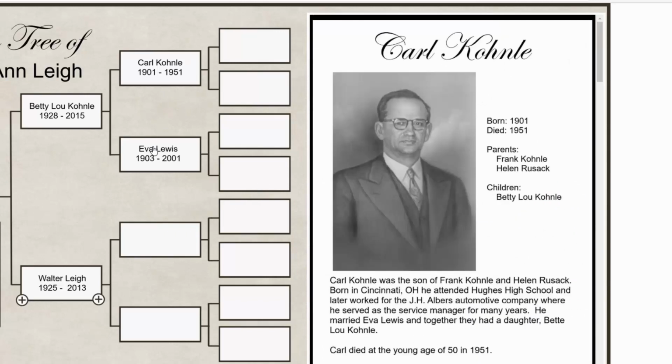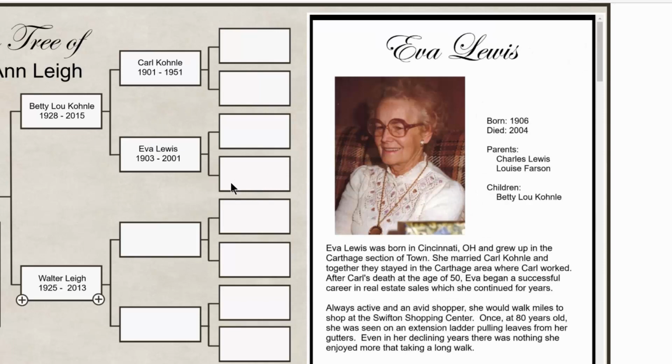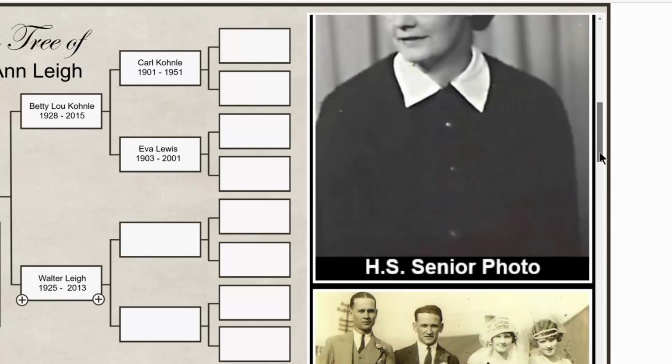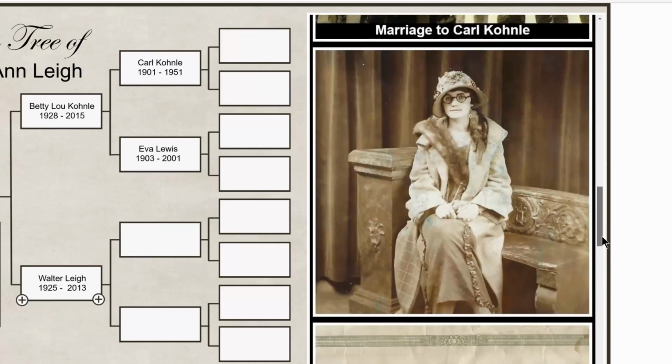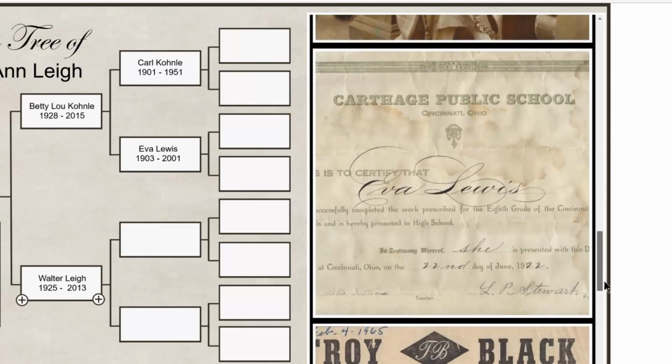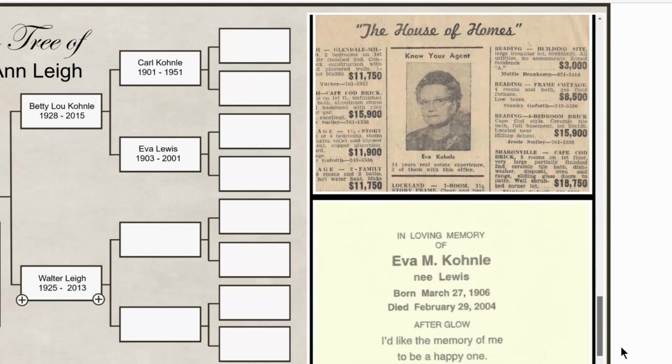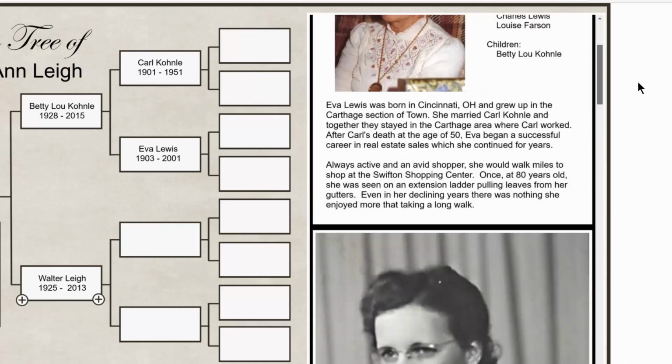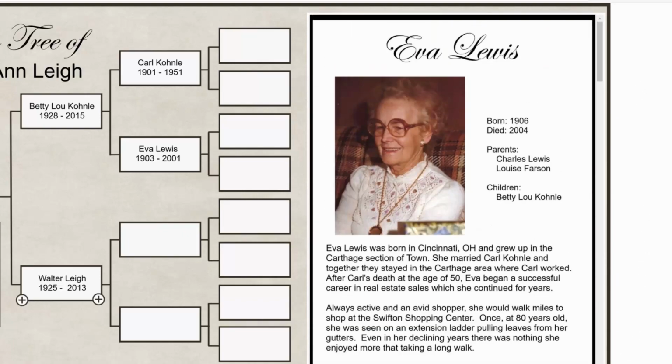Here was the Carl Conley one again. Here was Eva, who was Betty's mother, Sharon's grandmother. And there's some pictures of her and her wedding, and her certificate from school and where she worked, and her death notice.